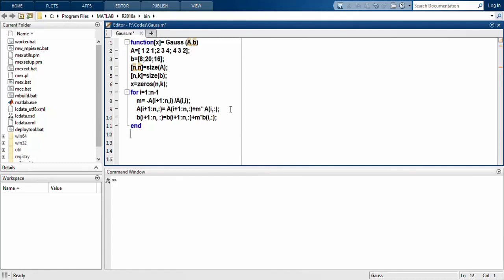Now you have to use back substitution. Back substitution means if you have a 3 cross 3 system, then first you have to convert it into equations. Equation 3 is solved first, and then equation 2, and then equation 1. So you have to use it in the reverse order. So I am using this loop.